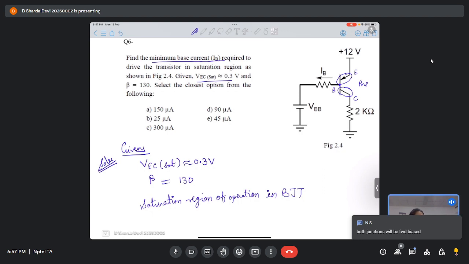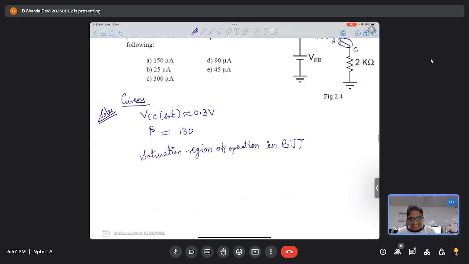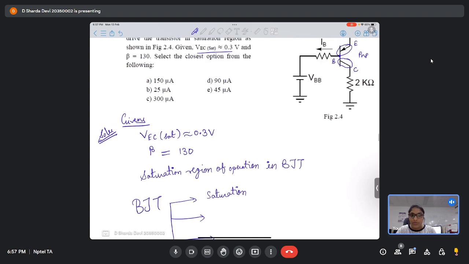We want our transistor to be in saturation region. Only the condition left for saturation is if both are in forward bias. So this is very important to know. Here it was changed to saturation region. Till now, what we were doing, we were considering forward active. So it is very necessary to know what the condition will be.